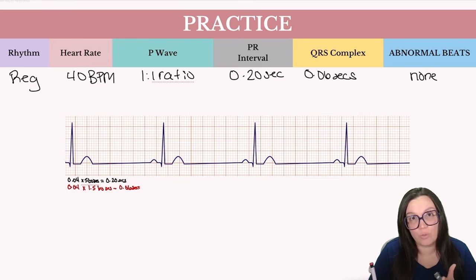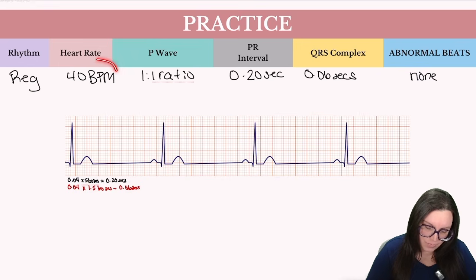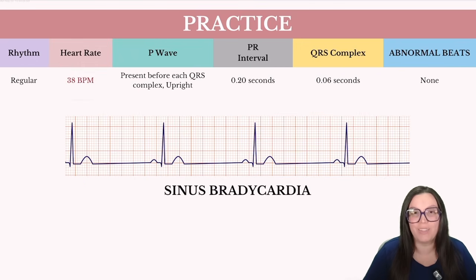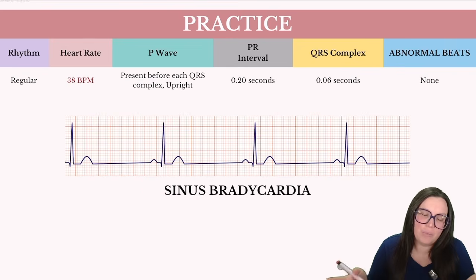We know with our sinus rhythms, they should be between 60 to 100 beats per minute in order for them to be regular, normal sinus rhythms. So here, this one's a little bit slow, so we know that we're dealing with a sinus bradycardia simply based on the fact that we have a heart rate of 40 beats per minute.